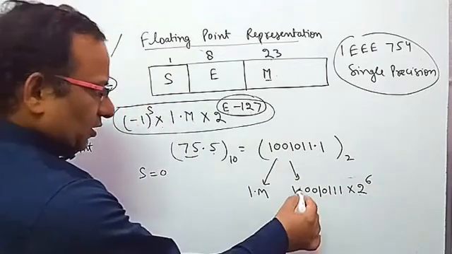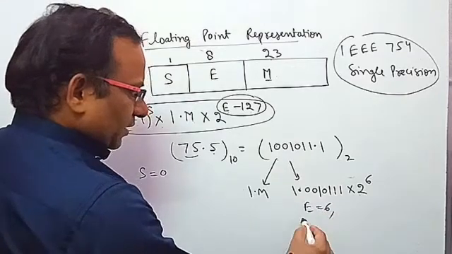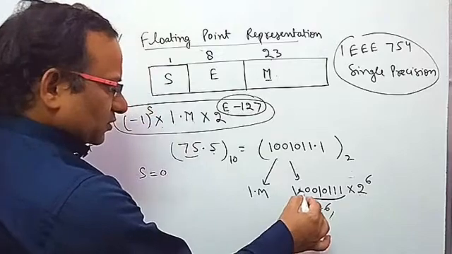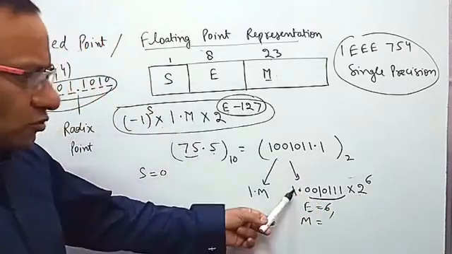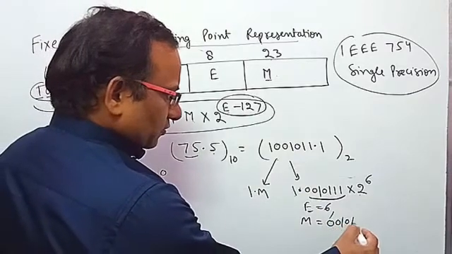Now here the exponent is 6. The mantissa will be this part because the 1 is implicit. We need not store it here. So the mantissa is 0, 0, 1, 0, 1, 1, 1.